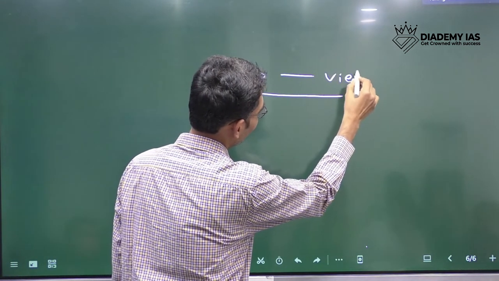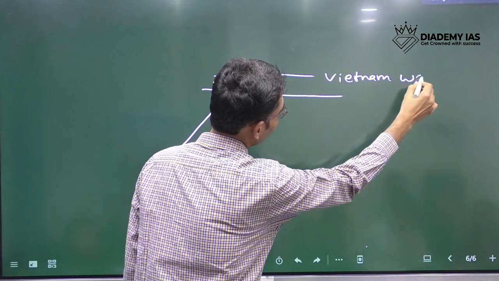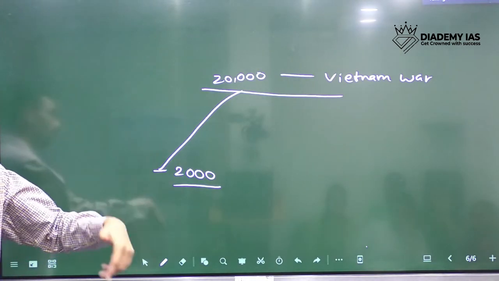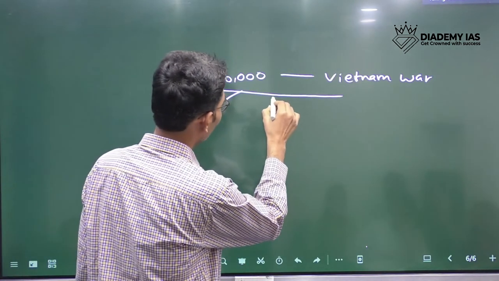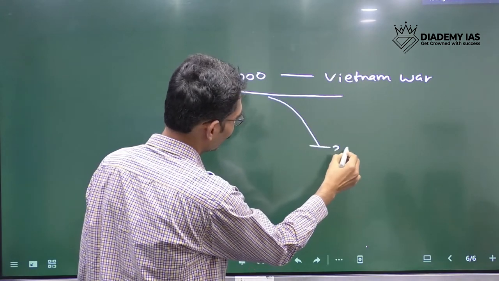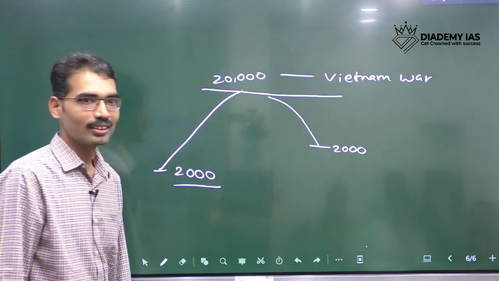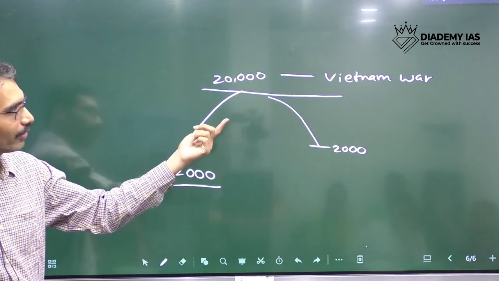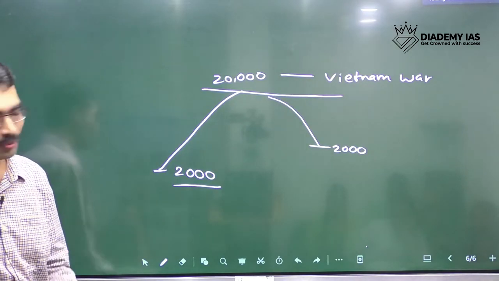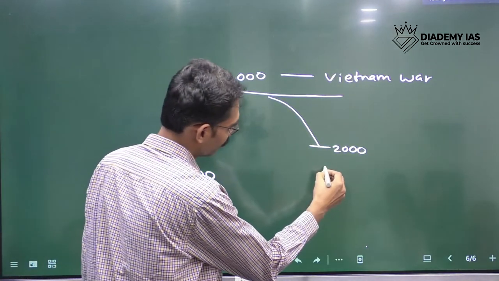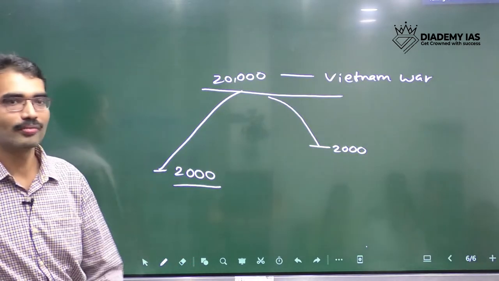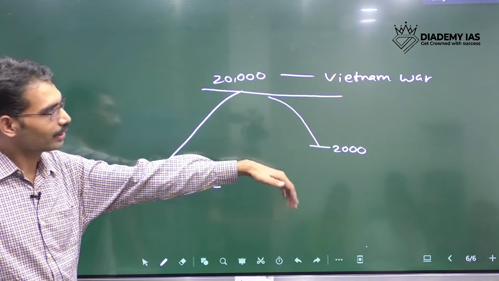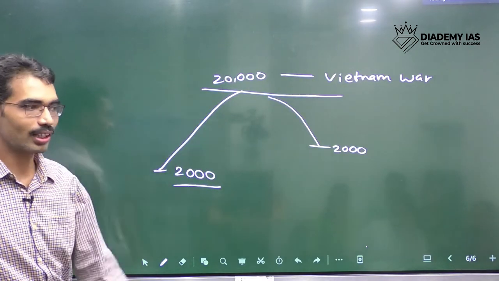They entered into the Vietnam War due to the Cold War and a lot of expenditure on weapons. Again, it came down to 2,000 later. So up to this point of time, if you brought dollars, they were exchanging dollars with gold. But thereafter, they said they are not going to give gold for the dollar. So they discontinued that particular arrangement. This arrangement came in the Bretton Woods Conference.